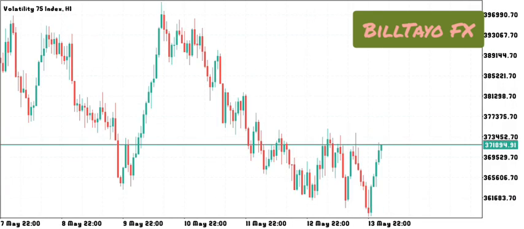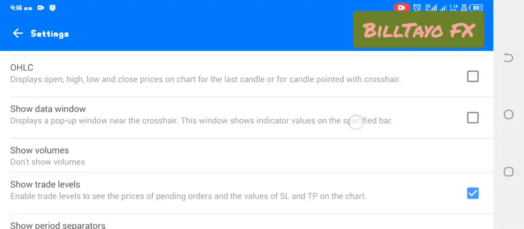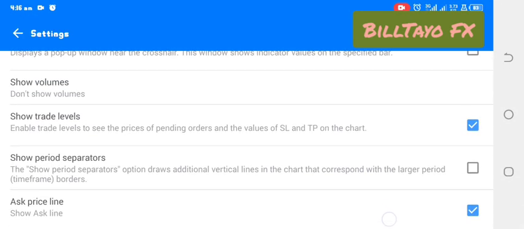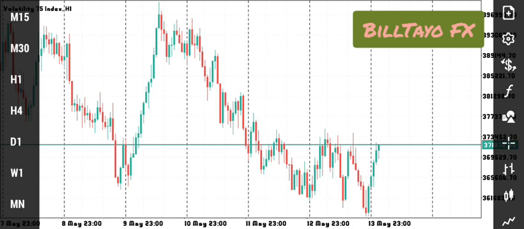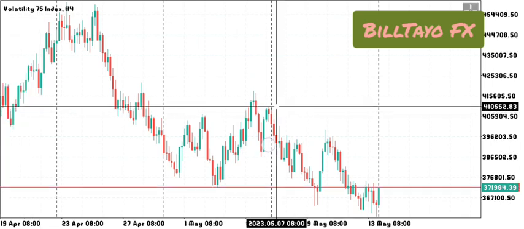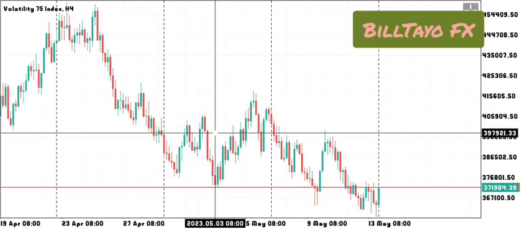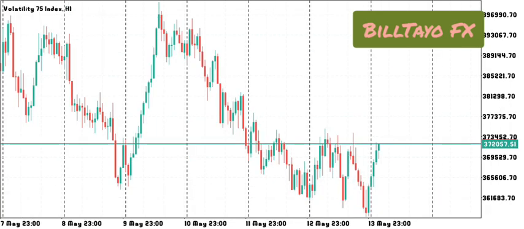Then every new day for the 1 hour, this is how you do this. You show period separators. So for the 4 hour and below, you get period separators. All you just need to do is to mark the first two candles. For the 1 hour, mark the first two candles.